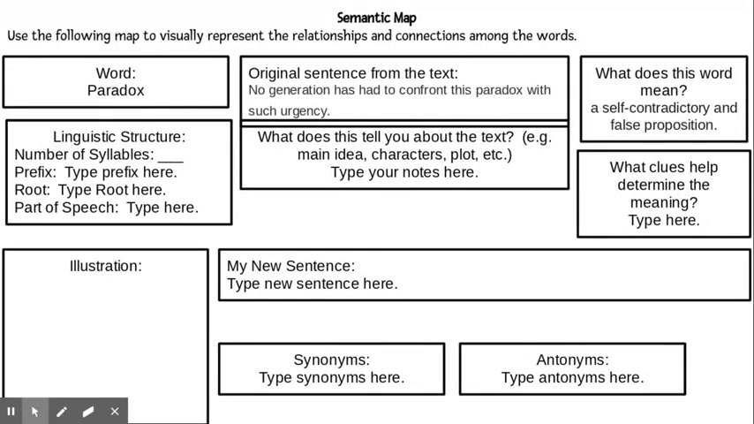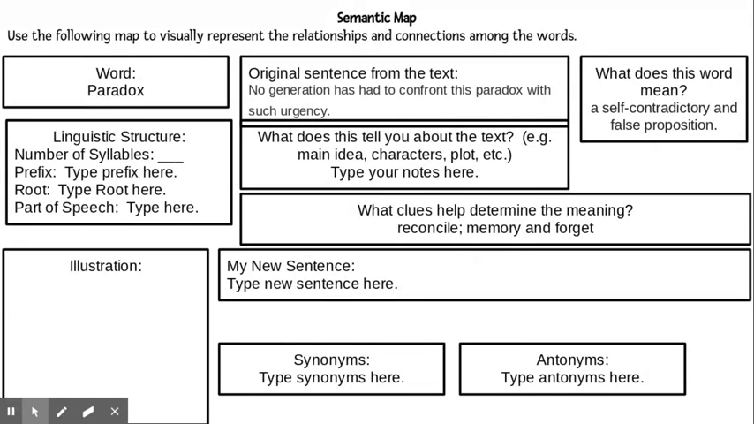What clues are in the text to help us understand what paradox means? The words reconcile, as well as the opposites memory and forget. What does this tell us about the text? That there are opposing ideas being presented. The idea of hope versus the idea of despair. The idea of memory versus the idea of forgetting, for example.